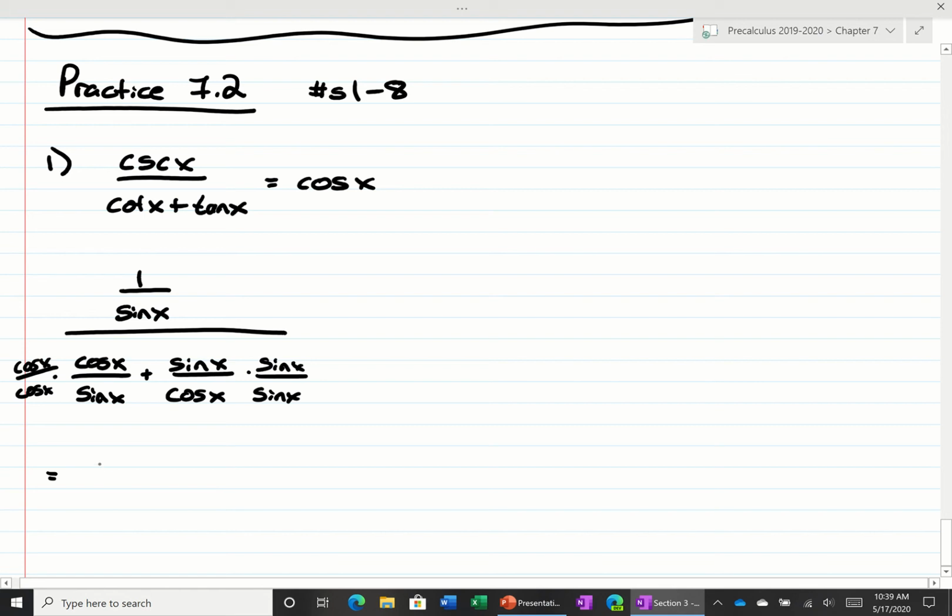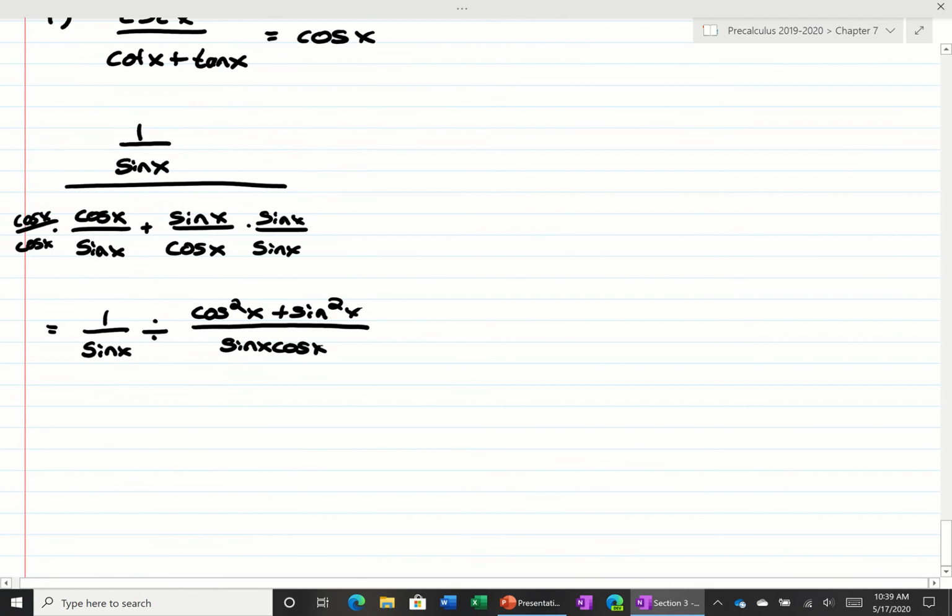So this will turn into 1 over sine of x. We're dividing by the denominator, cosine squared of x plus sine squared of x, all over sine cosine. Keep, change, flip. Cosine squared plus sine squared is just 1. And when you multiply these, the signs cancel, and we just get cosine of x.